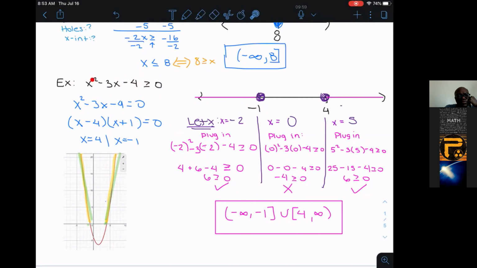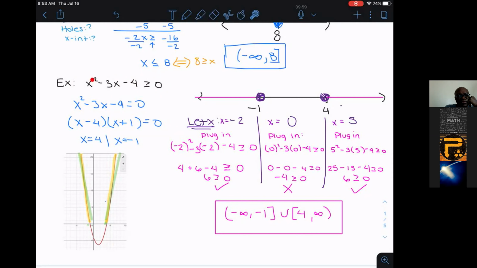But now let's test anything in between. We're going to have to test values in each interval. Pick a number that is before -1. A number that is before -1 is -2. Pick any number that's between -1 and 4. The easiest value to do is 0, because it's going from negative to positive, so 0 is in between. Pick any value that is greater than 4. Okay, let's pick 5.